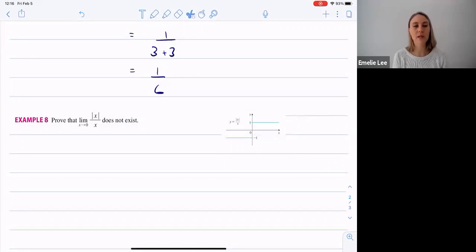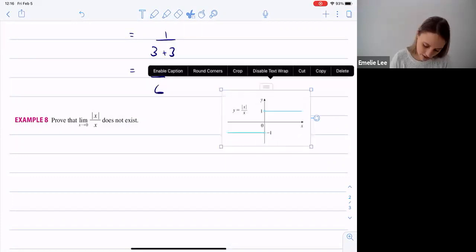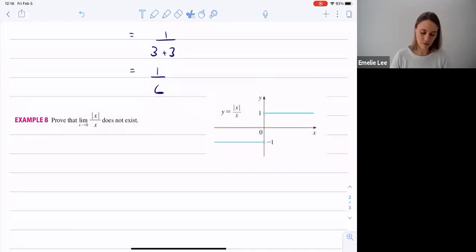Right, so here we can see that the limit does not exist. But we want to prove that the limit does not exist. So the key part of this is going to be to remember how the absolute value of x behaves. The absolute value of x is a piecewise function.